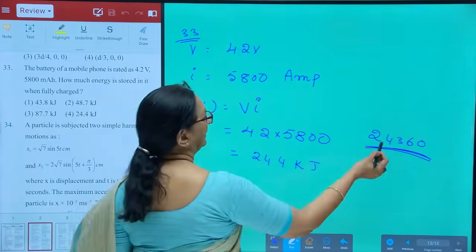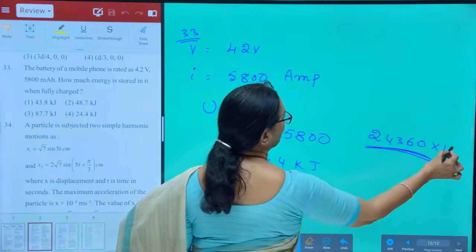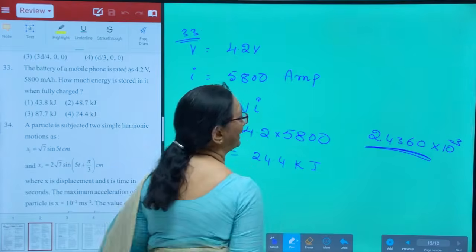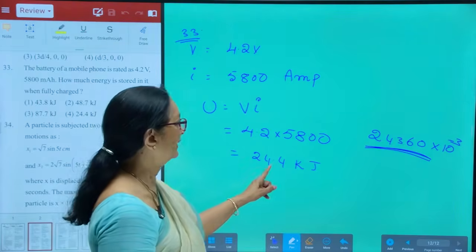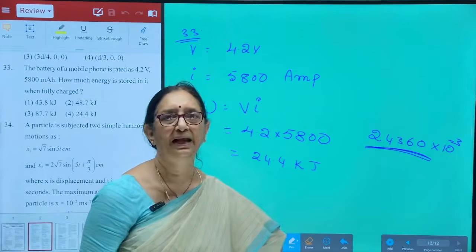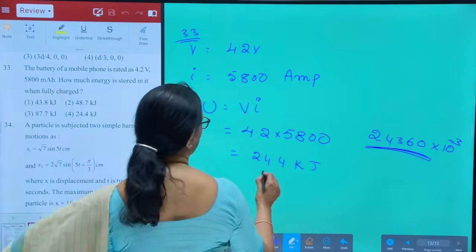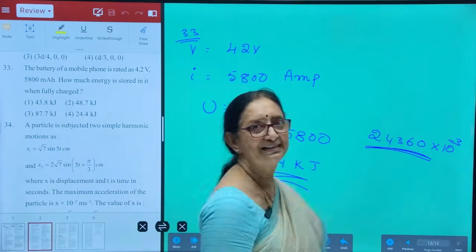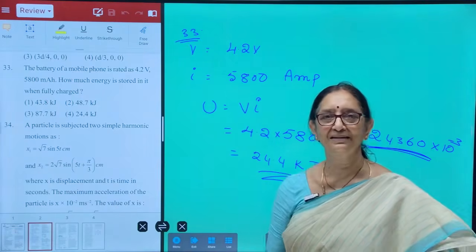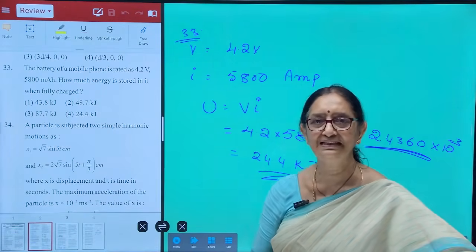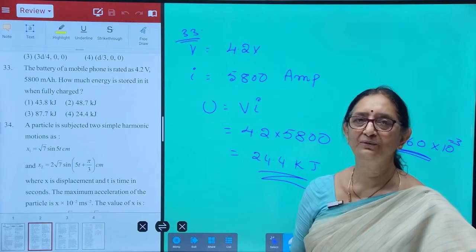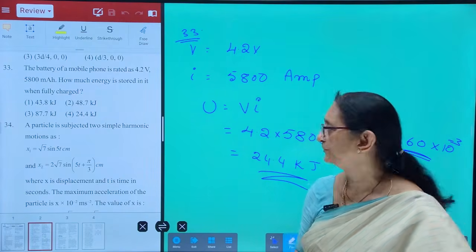So, here if you want to convert that joules to kilojoules, you have to multiply that with 10 power minus 3. 24.36, which is approximated as 24.4 kilojoules, is the answer. It is such a simple question. Maximum energy stored is, if voltage current ratings are V and I, U is equal to V into I, right?